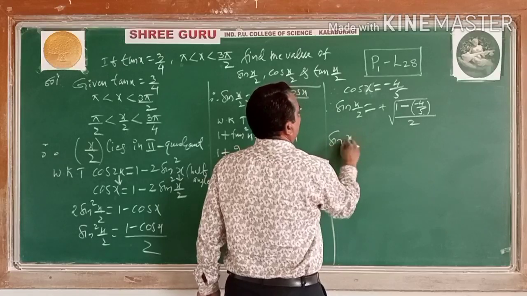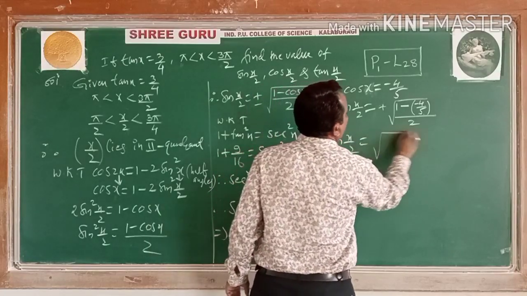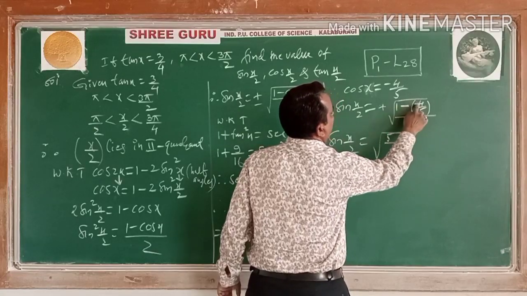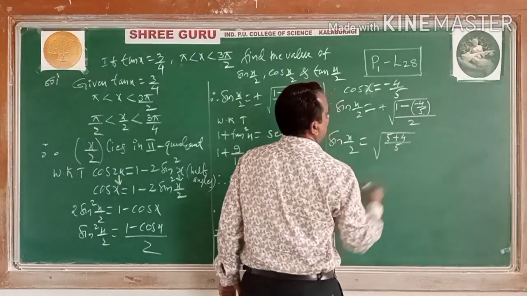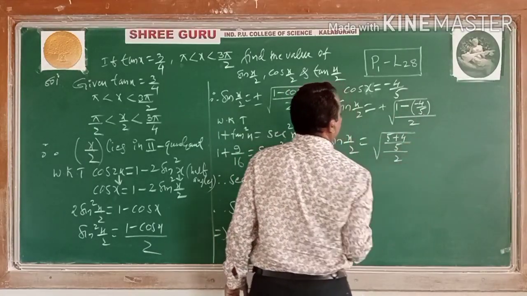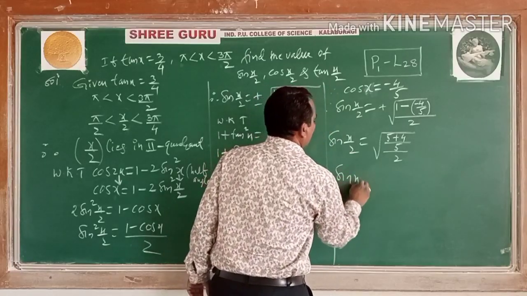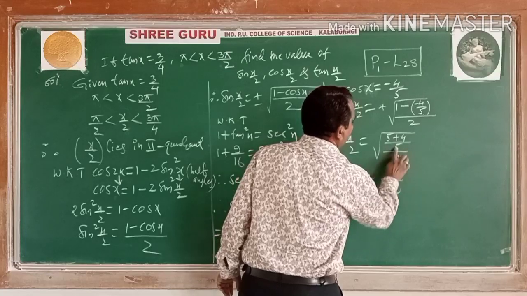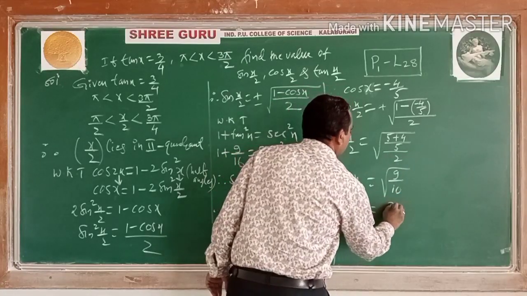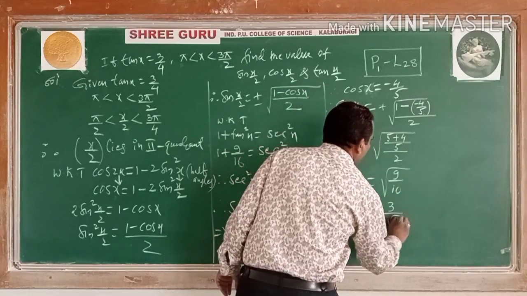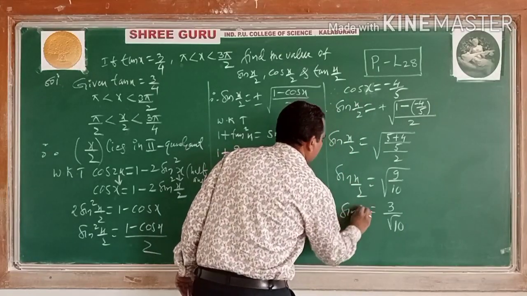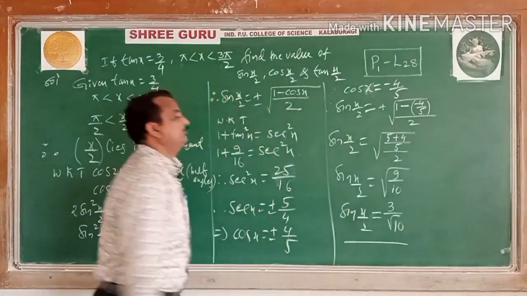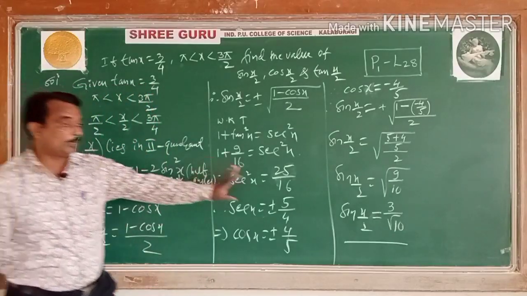Sin x by 2 is equal to the positive root of, taking LCM 5, 5 minus of minus, plus 4, 9 by 2. So how much is it? Sin x by 2 is equal to root of 9 by 10. This 5 comes to the denominator. It is 3 by root 10, positive. Sin x by 2 is equal to 3 by root 10, a positive value.